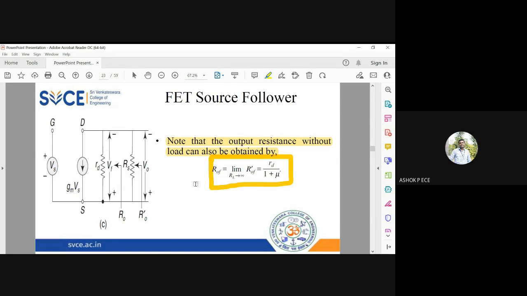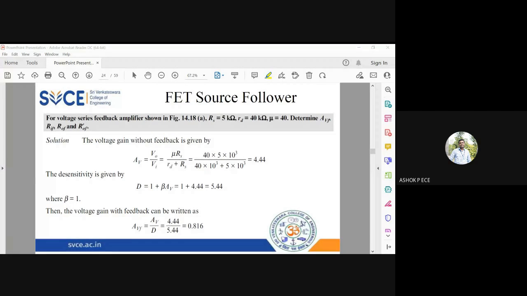Now we'll see a problem in source follower. Considering the source follower circuit, the following parameters are given. You are asked to find the remaining parameters.